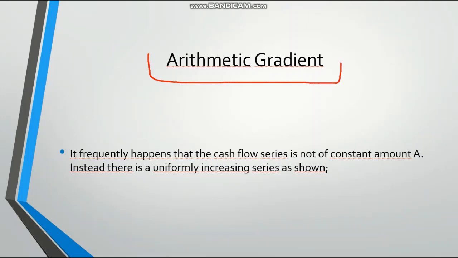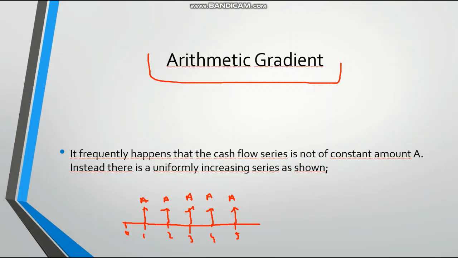The first one is the arithmetic gradient. It frequently happens that the cash flow series is not of constant amount A. If we have a cash flow from 0, 1, 2, 3, 4, and 5, say 5 years, and a uniform series, we show it at the same level of A: A, A, A, A. We can define it as a uniform, annual cash flow.